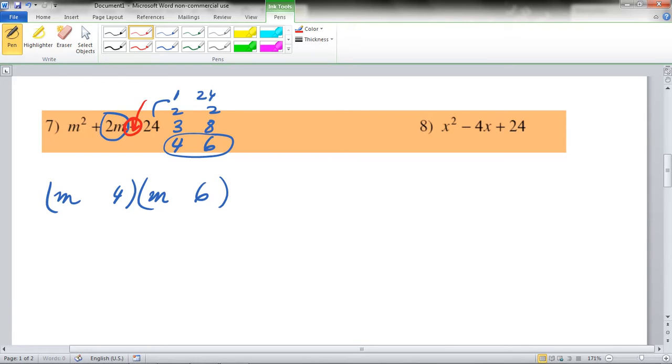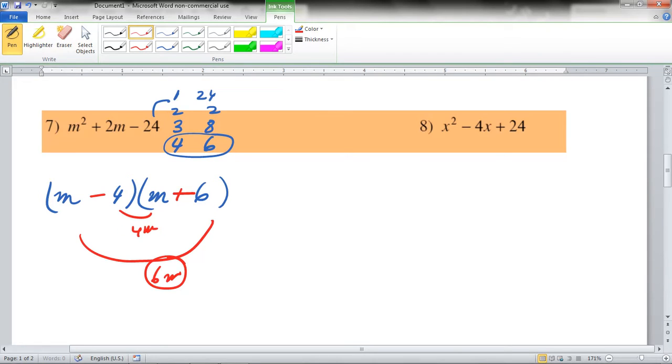So the signs are different. It's a negative sign. The signs are different. The bigger product is positive. This is 6m. This is 4m. The bigger product, which is this, has to be positive. So we put plus here and minus here, because it was minus 4m. This is positive. And that would be the factor.